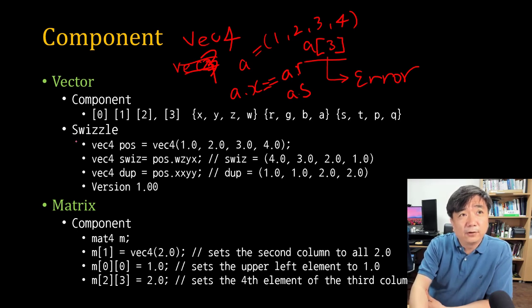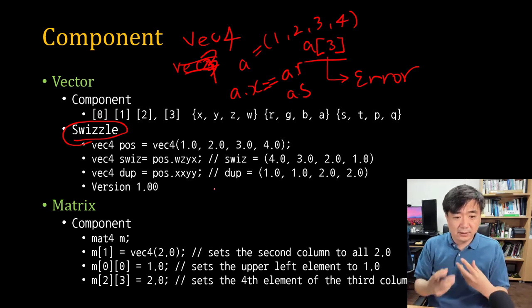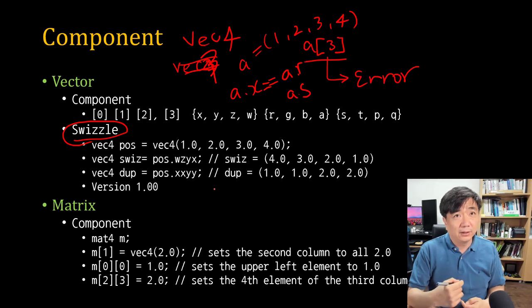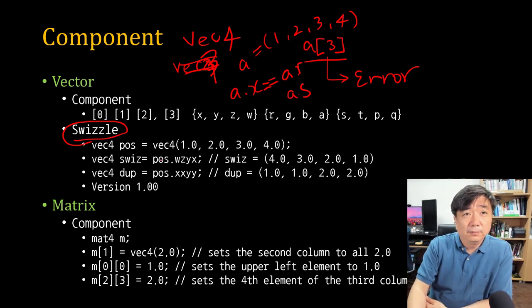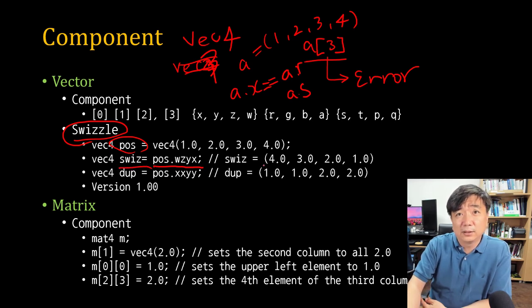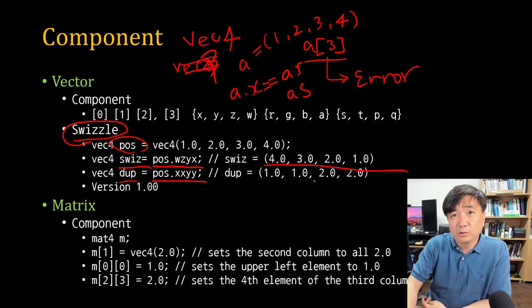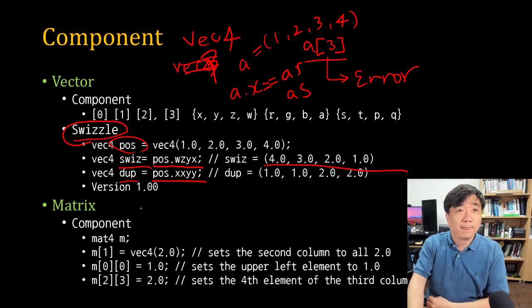There is a very good feature called swizzle. Swizzle is very useful for exchanging some components or changing only one component. For example, if I want to change the order of components x, y, z, w to w, z, y, x, then with .wzyx the swizzled value is stored, giving 4, 3, 2, 1. If I want to copy x twice and y twice, and I write this code, it duplicates them: 1, 1, 2, 2. So it is a very useful feature.